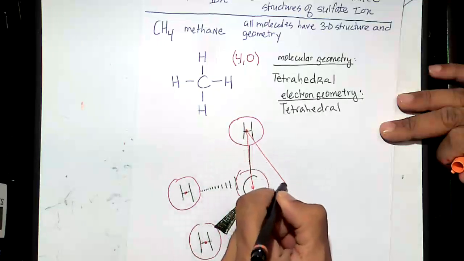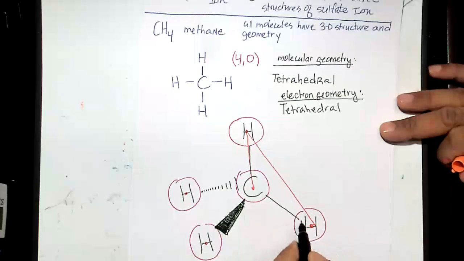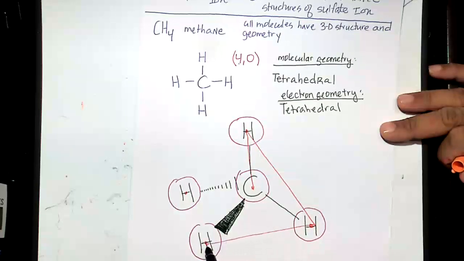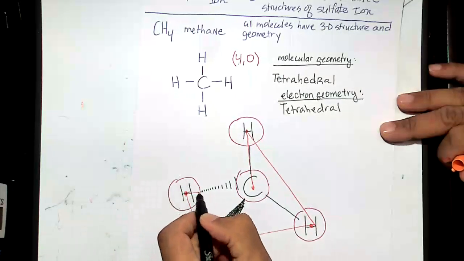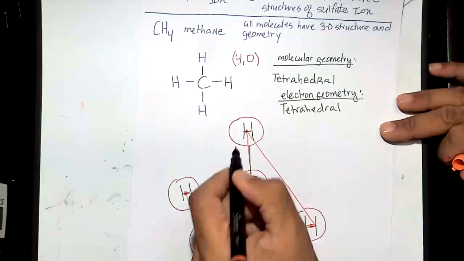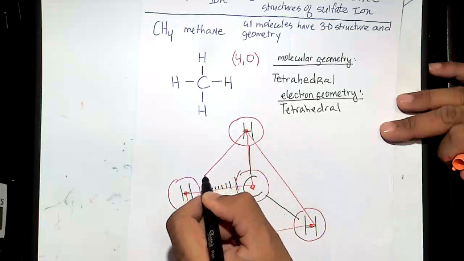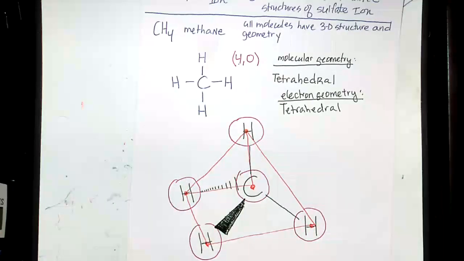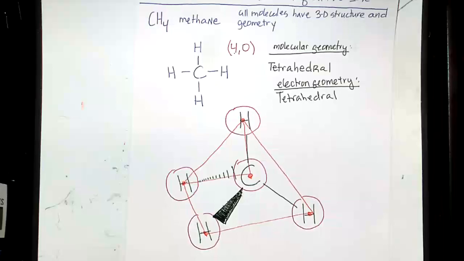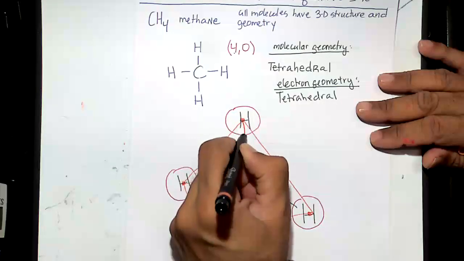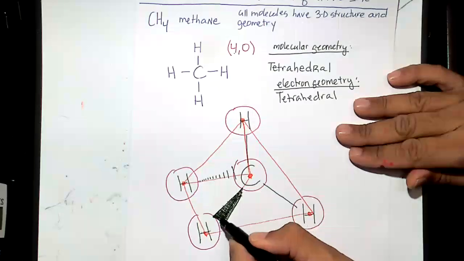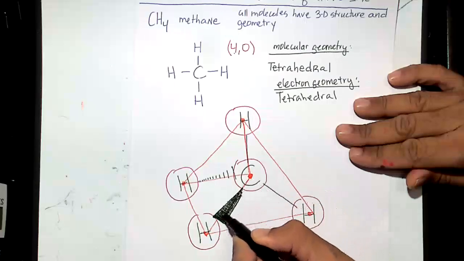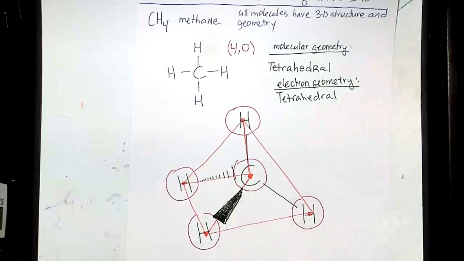I don't know if you see this, but you will get a... do you guys see this? Yes or no? Yeah. A tetrahedron. Okay, tetrahedron. And what's the bond angle on this guy? 109.5. Yes, the bond angle would be 109.5.